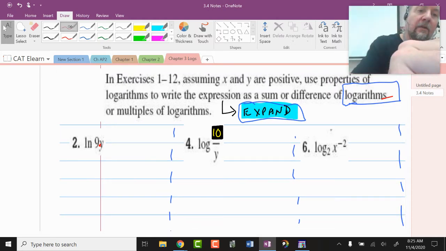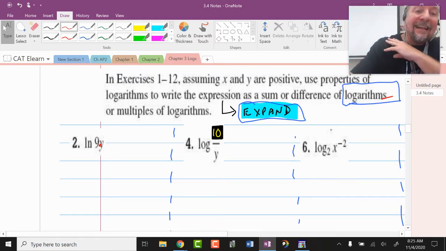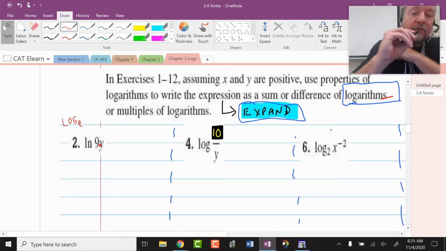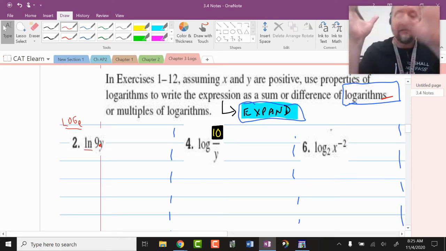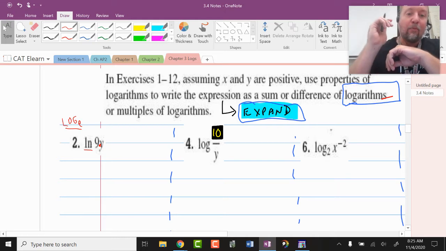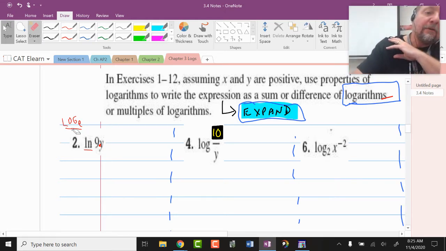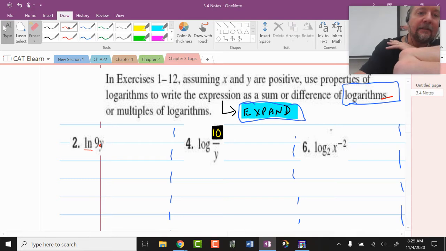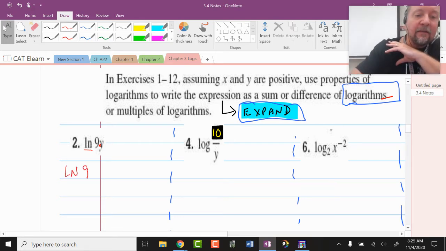So this first one, ln of 9 times y. By the way, remember, ln is just log base e. Really get that hammered down. It's just a notational thing. Mathematicians are lazy. 4 letters, now we can write it as 2, and then we just saved 0.5 seconds of our life. But just remember, that's what ln is, and it's just a logarithm of base e. And it's just Mickey Mouse stuff, man.